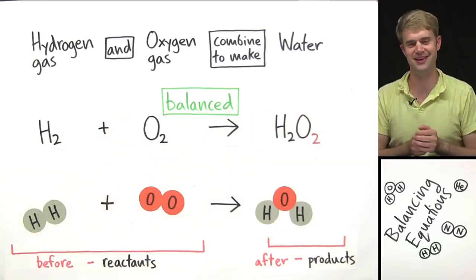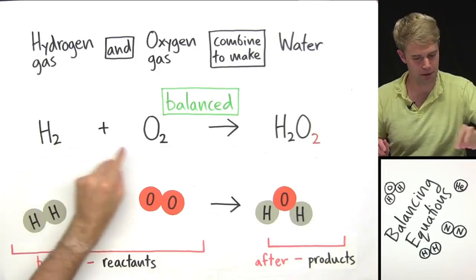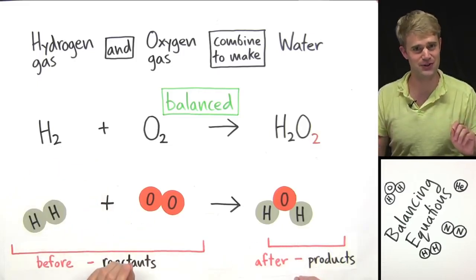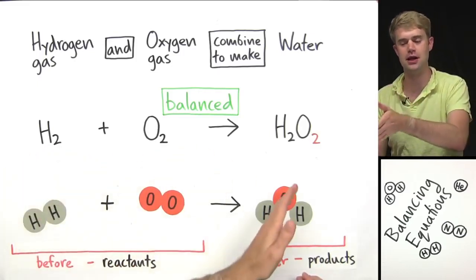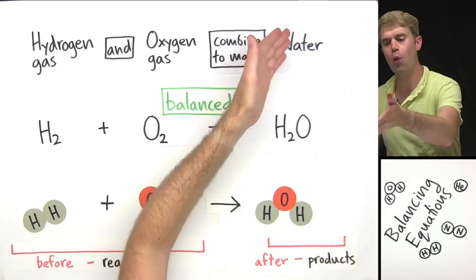It balances perfectly. Yeah, but unfortunately you can't do that. These numbers here, we call them subscripts. You can't change them when you're balancing an equation. They have to stay the same. And here's why.